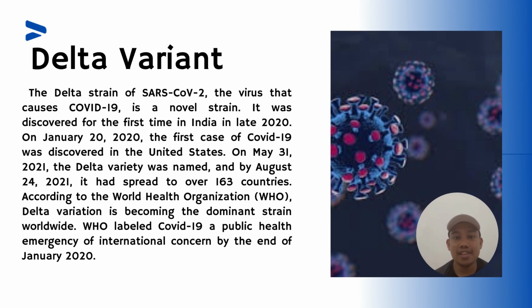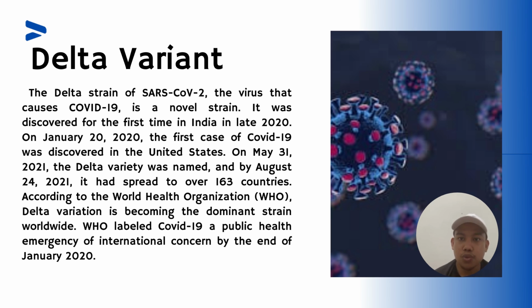Next is, what is the Delta variant? The Delta variant is a strain of SARS-CoV-2, which is the virus that causes COVID-19, and is a novel strain. It was discovered for the first time in India in late 2020.